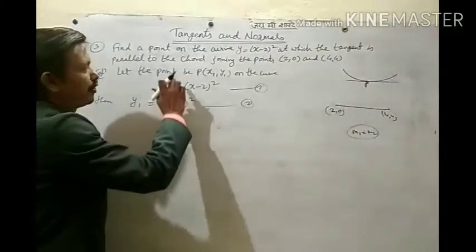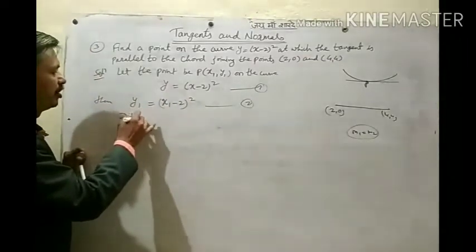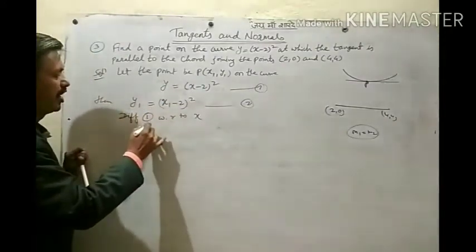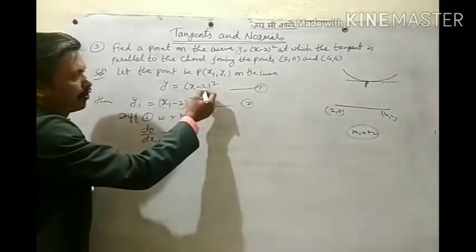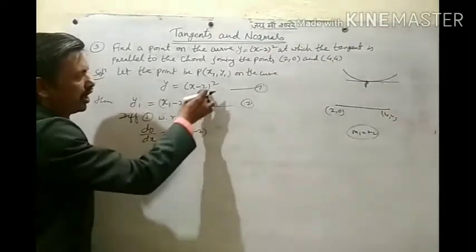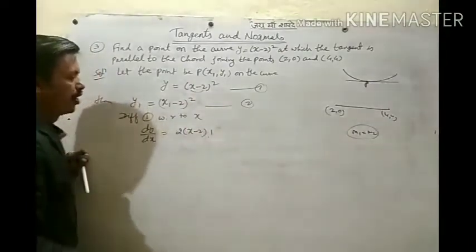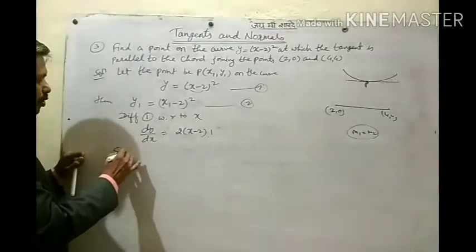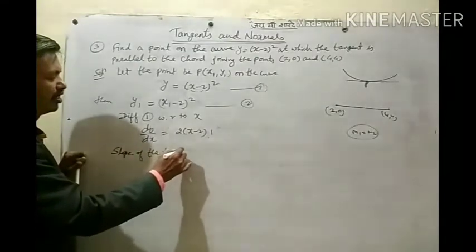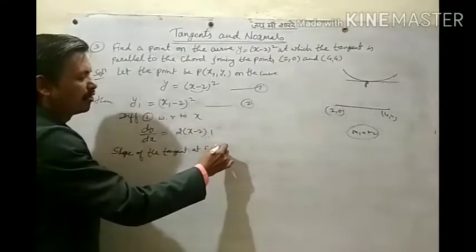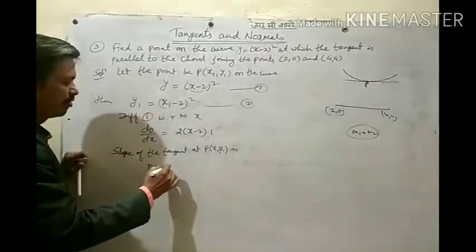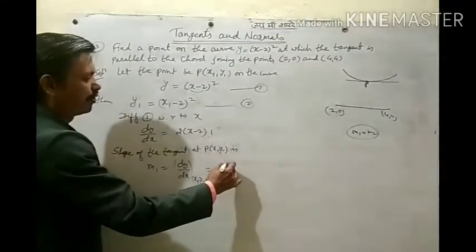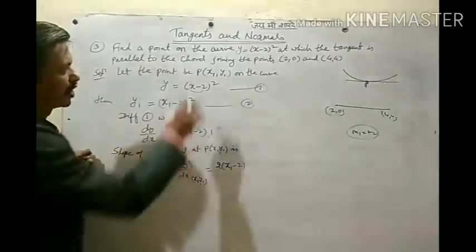For finding slope of tangent of this curve, we differentiate equation 1 with respect to x. We differentiate y, first equation, with respect to x. Then we get dy by dx, that will be derivative of square of (x minus 2), which is twice of (x minus 2) and then derivative of the inner part. Differentiating x minus 2 again, we get 1. So derivative of y is twice of (x minus 2). So value of dy by dx, or slope of the tangent at P (x1, y1), say m1, is the value of dy by dx at (x1, y1), that is twice of (x1 minus 2). This is the slope of tangent of the curve at point P.